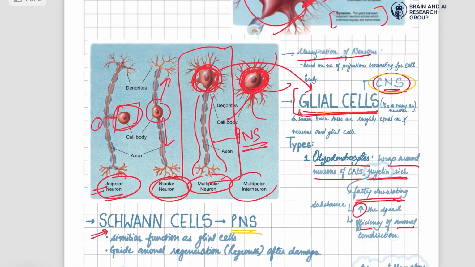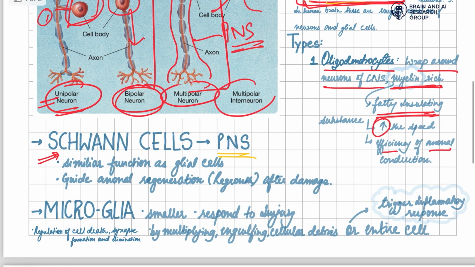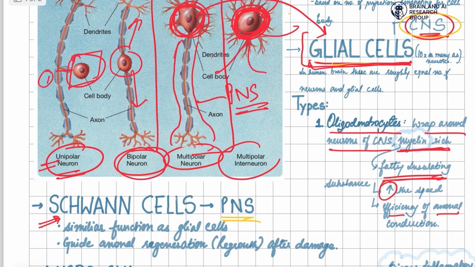Now on the other hand, we have the Schwann cells, which are the cells covering your axons here, in the peripheral nervous system. They also have a similar function to the glial cells. They also guide the axonal regeneration or the regrowth after damage. If there is any sort of damage here, the Schwann cells are responsible for their regeneration or regrowth, if we say.